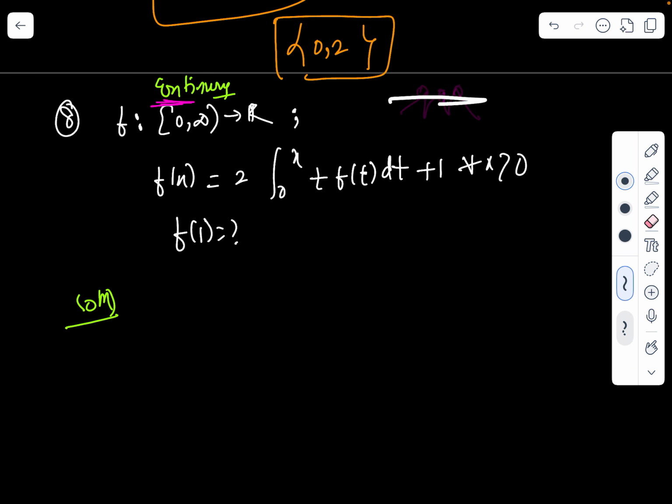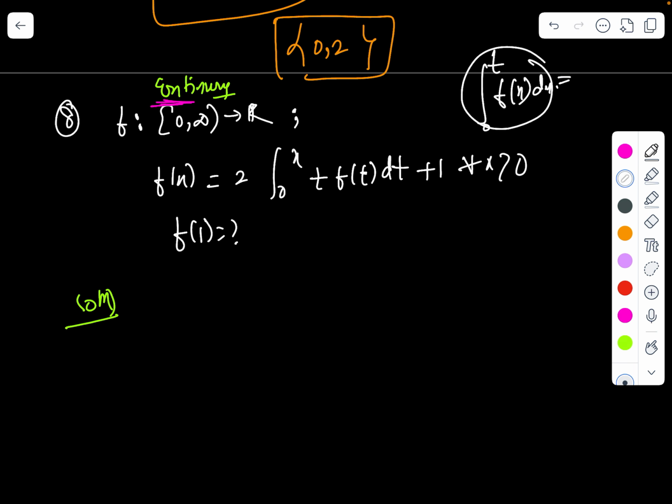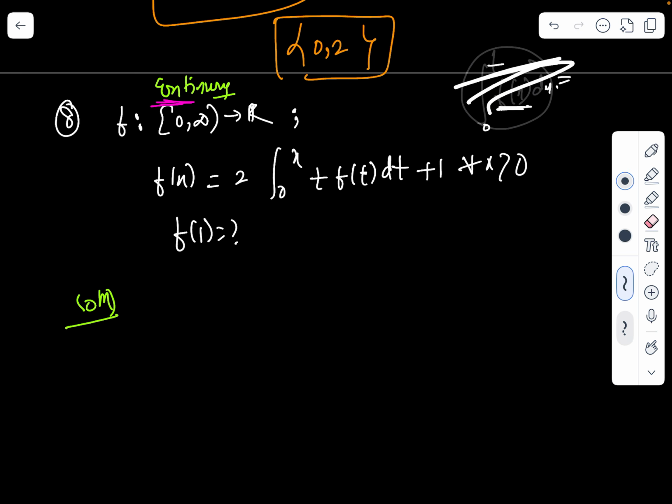The answer is surprisingly yes, and unfortunately, many of the textbooks at JEE level miss this extremely important fundamental theorem of integral calculus. It tells that if f of t is continuous, then the integral from 0 to x of t f of t dt will be a differentiable function. It means you just need continuity of f to differentiate this integral from 0 to x, and it makes sense actually.